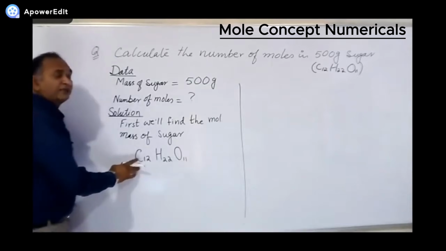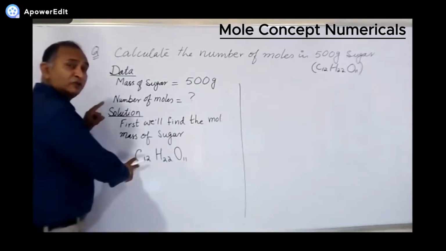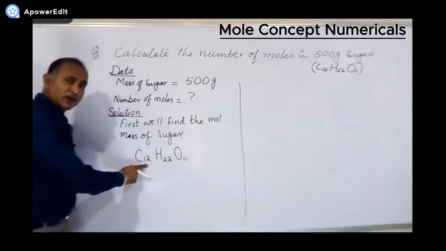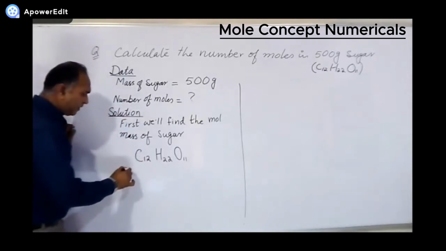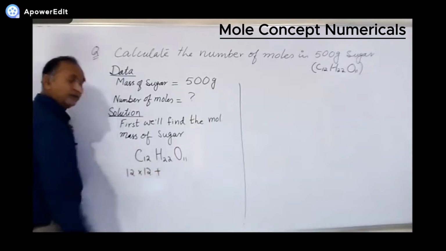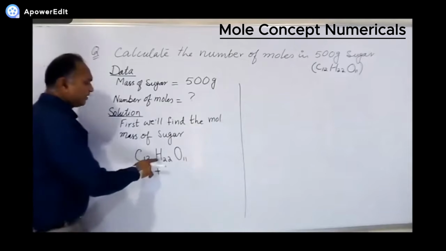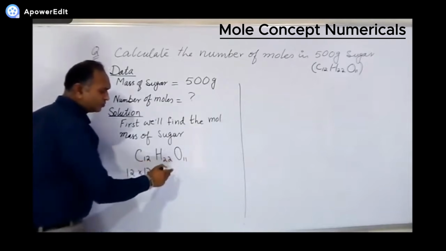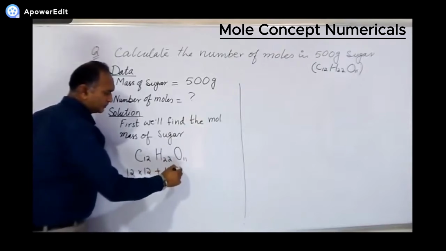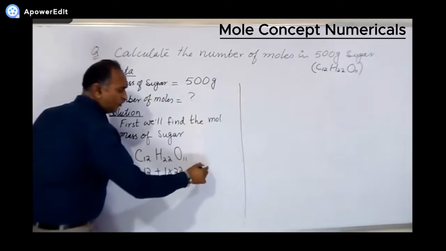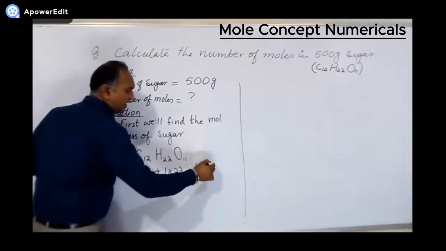Okay, what is the atomic mass of carbon? I told you it will be given to you. The atomic mass of carbon is 12. And how many carbons do we have here? 12. So 12 is the atomic mass and 12 we have over here. What is the atomic mass of hydrogen? 1. How many hydrogen do we have? 22. What is the atomic mass of oxygen? 16. How many oxygen do we have? 11.